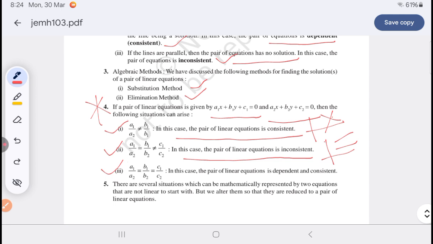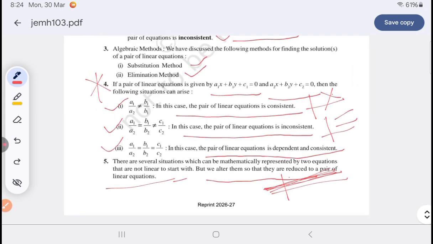Third condition: a1 by a2 equal to b1 by b2 equal to c1 by c2. This pair of linear equations is dependent and consistent. So we have infinitely many solutions, as one line is overlapping the other. So there are several situations which can be mathematically represented by two equations that are not linear to start with, but we alter them so they reduce to a pair of linear equations. Hope you understood this chapter very well.